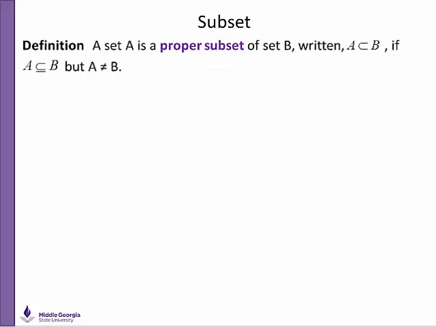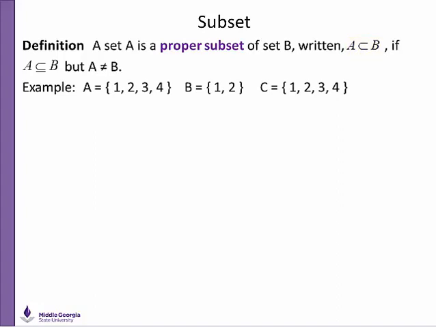Definition: a set A is a proper subset of set B, written as you see in the highlighted region, if A is a subset of B, but A doesn't equal B. For example, consider the sets A containing 1, 2, 3, and 4, B containing 1 and 2, and C containing 1, 2, 3, and 4. B is a subset of A, and also B is a proper subset of A. C is a subset of A, but C is not a proper subset of A.